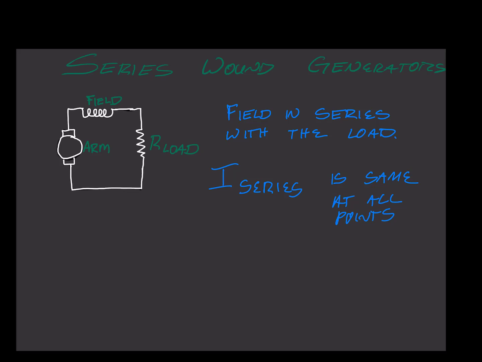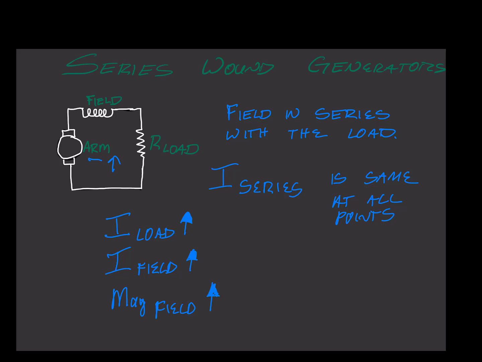Well, if our load goes up, there's more load, in other words, load current goes up. If the current through the load increases, we've added more of a load, in this case to our airplane, then the current through the field will also increase. And if the current through the field increases, then our magnetism of the field will increase, and our armature output will increase.